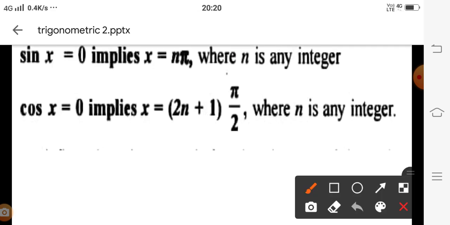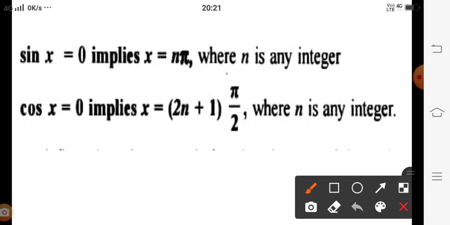The values are periodically repeated, so we get the general formula of this. If sin x is equal to 0, what do we get in the graph? Sin 0 is 0, yes, sin 180 is 0, sin 2 pi means sin 360 is 0. These values are periodically repeated, so we get a general value for x. If sin x is equal to 0, then x is equal to n pi, where n is any integer.